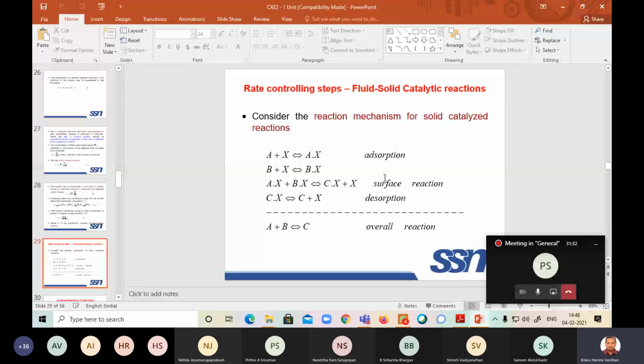So I'll stop here. I think next is rate controlling. Based on the rate controlling, we have to write the rate. Till now, we discussed adsorption, what will be the expression? Surface reaction, what will be the reaction? And desorption, what will be the reaction? So out of the three steps, only one step will be rate controlling. Based on that, if surface reaction is rate controlling, only this particular expression will be taken and then we write the global rate. How to do that? That we will see in the next class.